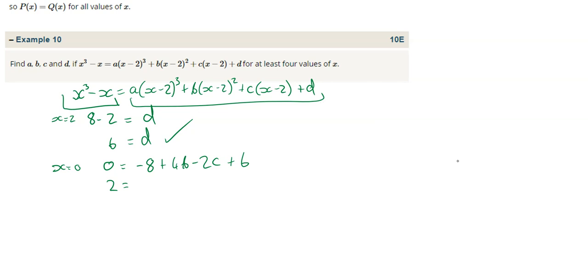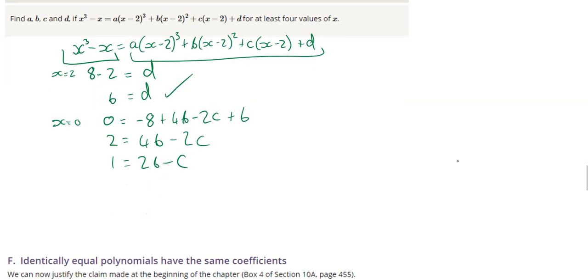Okay, so then that's 2. So 2 equals 4b minus 2c, therefore obviously 1 equals 2b minus c. And what have they done there? Oh, that's it. Okay, we've got that. We've got 1 equals 2b minus c.